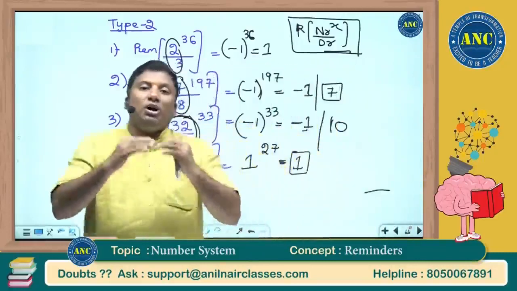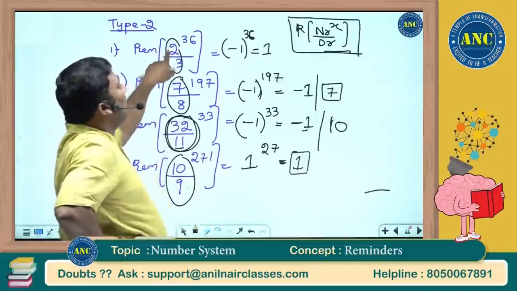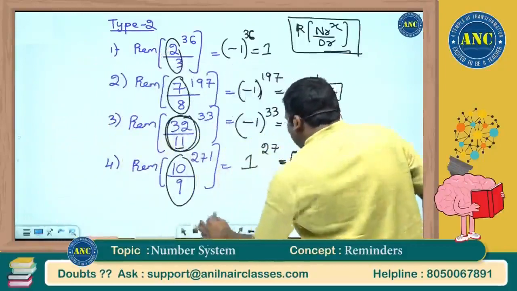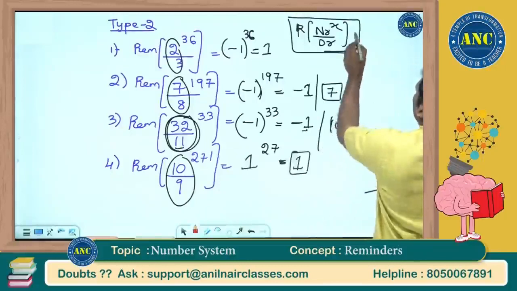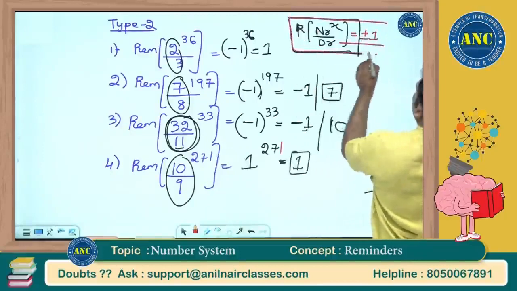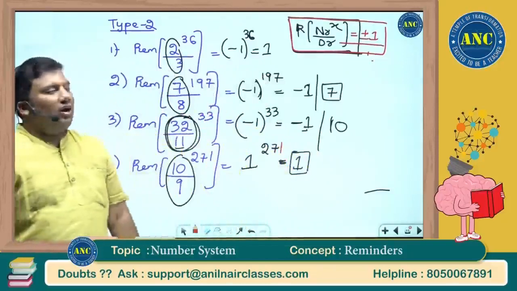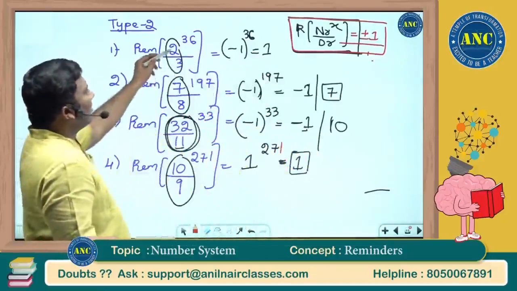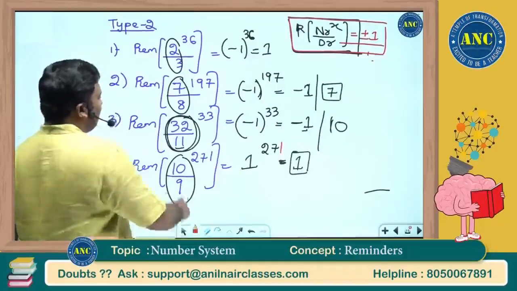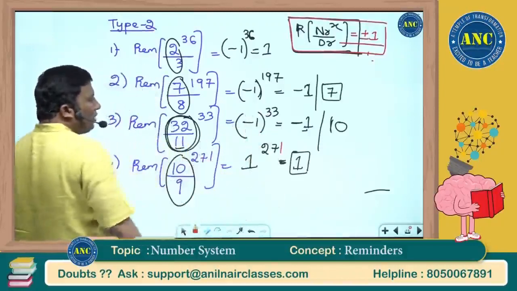It's a very simple type 2 foundation problem where, when you are dividing the numerator by the denominator, you are directly getting either plus 1 or minus 1. We will write the type like this so that it will be clear to you. There is no calculation required. Directly, 3 ones are 3, minus 1 power 36. 8 ones are 8, minus 1 power 197. 11 threes are 33, minus 1 power odd. 9 ones are 9, 1 power 271.